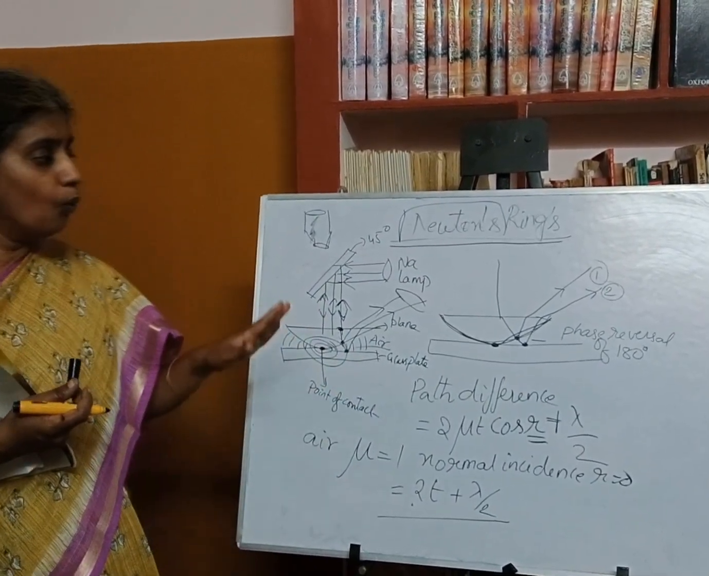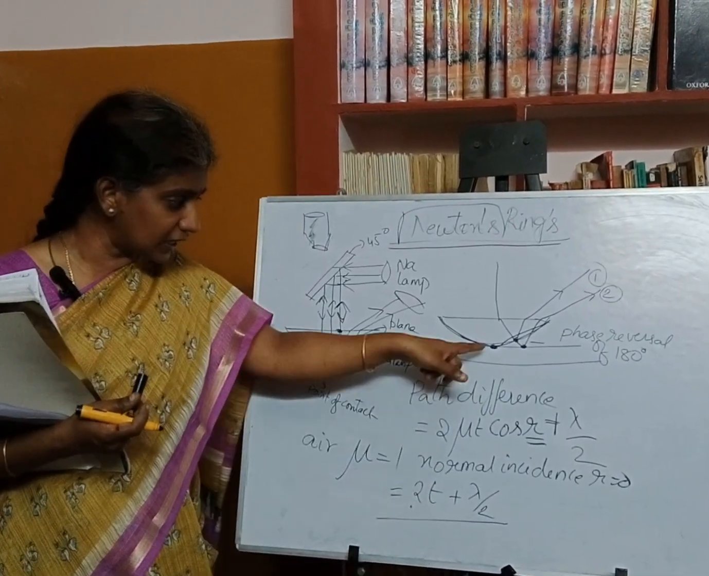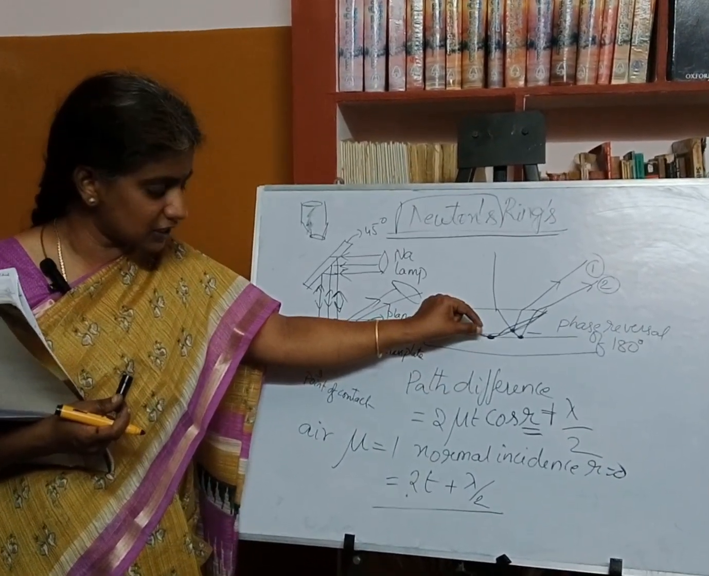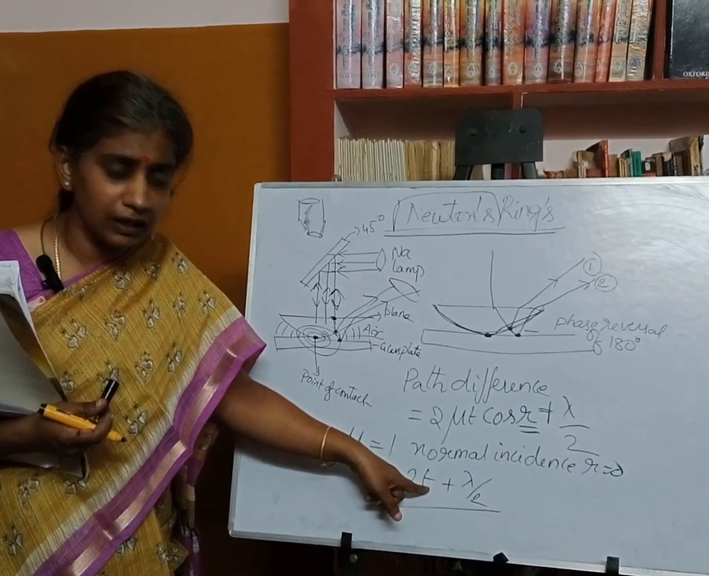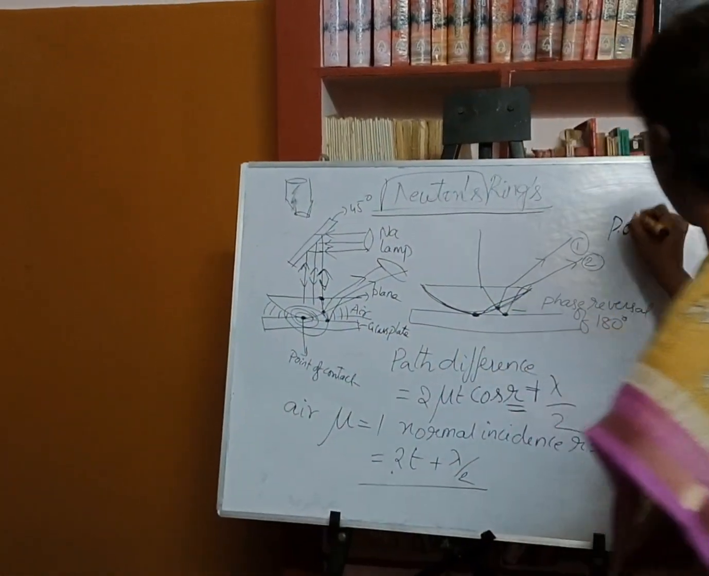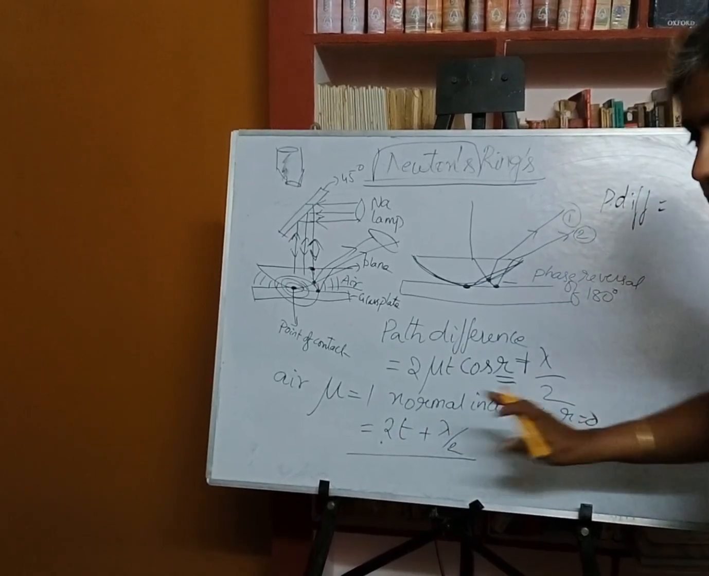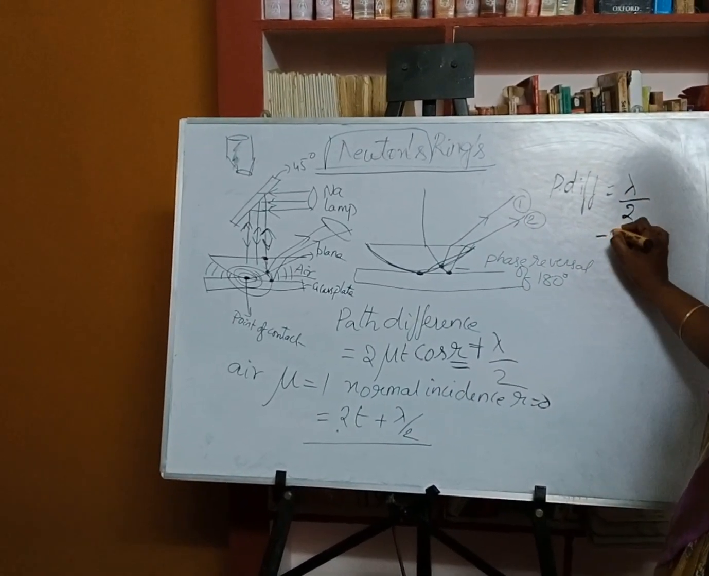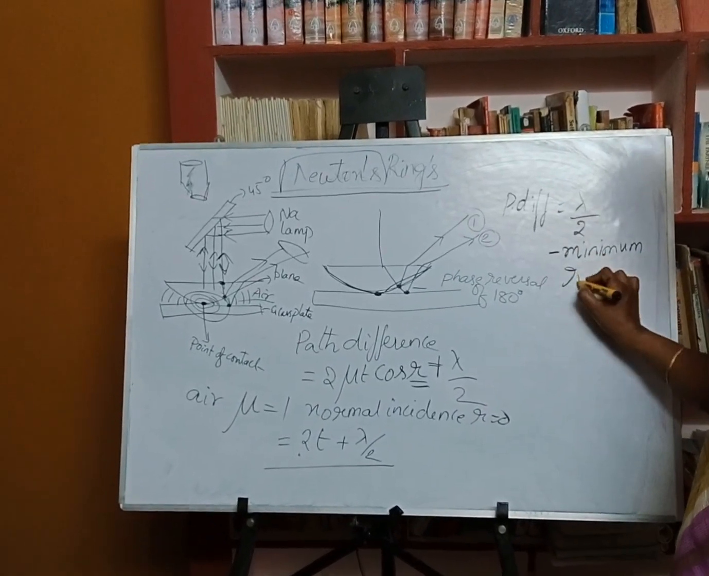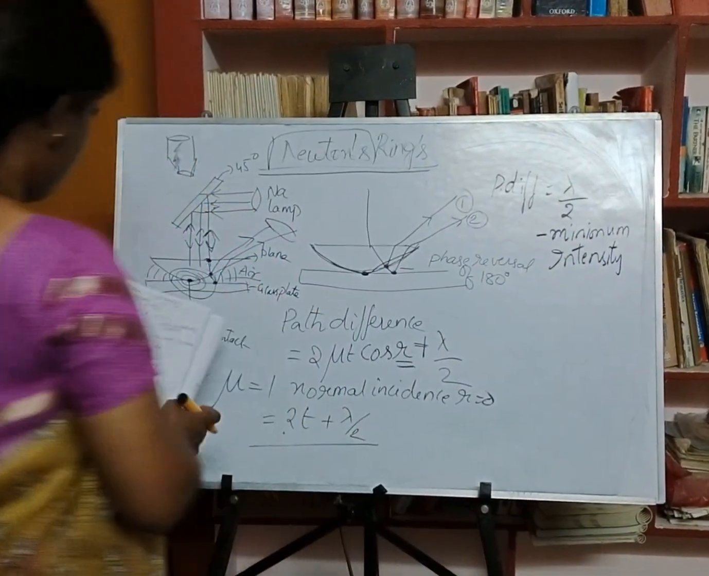Now we should find out when you will get a brighter fringe and when you will get a dark fringe. For the center spot, it is dark, meaning the thickness of the medium that is present is 0. So when I put t equal to 0, the path difference is 2 into 0, which is 0, plus lambda by 2. So lambda by 2 will give me what is called minimum intensity or a dark fringe. This is one thing that we need to keep in mind.